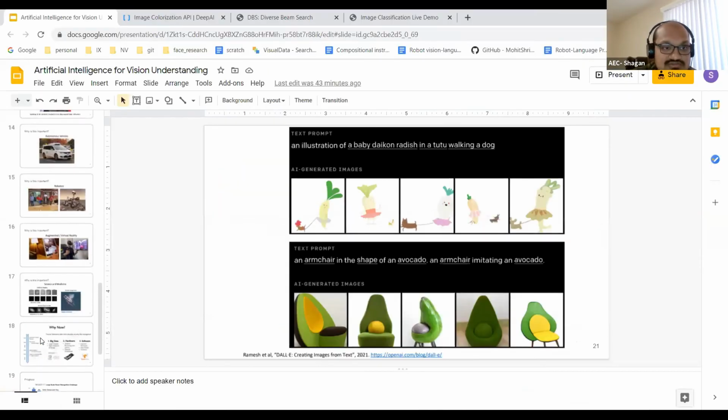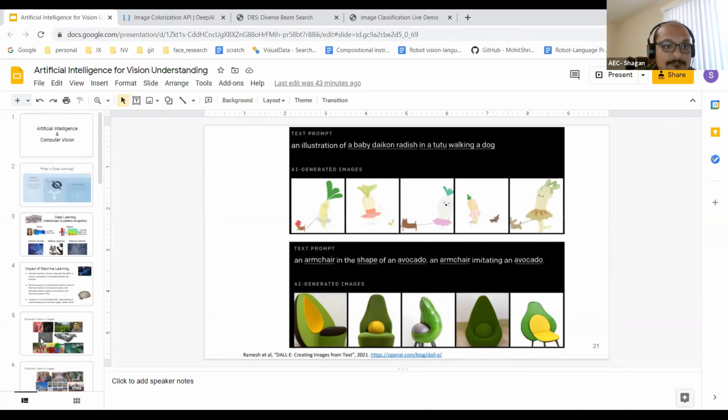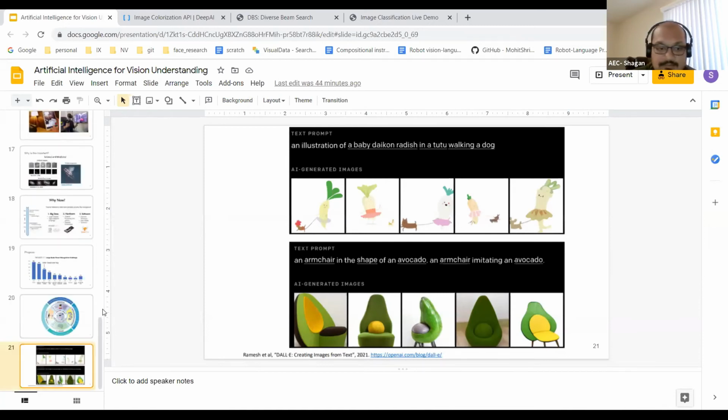So I think, any question on this? Okay. Avocado chair.